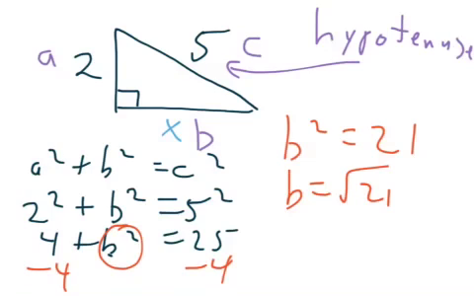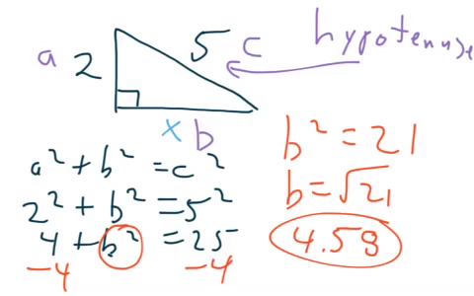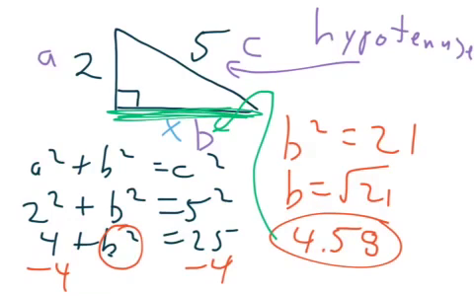And the square root of 21 is 4.58. So therefore I know, oops, almost messed up there, that my B, this side right here that I just scribbled in green, is actually 4.58 units long. And that is a quick lesson on Pythagorean theorem.